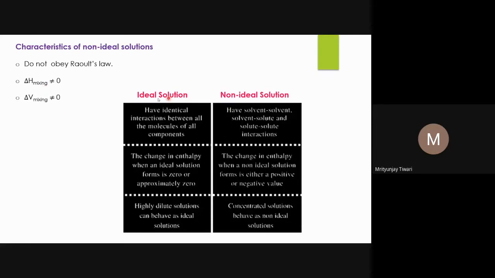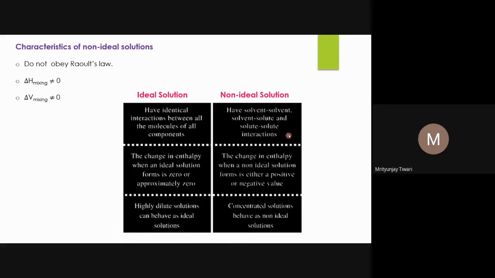Let us see the difference between ideal and non-ideal solutions. Ideal solutions have identical interactions between all the molecules of the components. The components here are solute molecules and solvent molecules in a binary solution. The different possibilities are the interaction between two solute molecules, the interaction between two solvent molecules, and the interaction between solute and solvent molecules. If these interactions are equal or nearly equal, then you can say that solution is an ideal solution. Or if such solutes and solvents are mixed to form a solution, that solution will be an ideal solution.